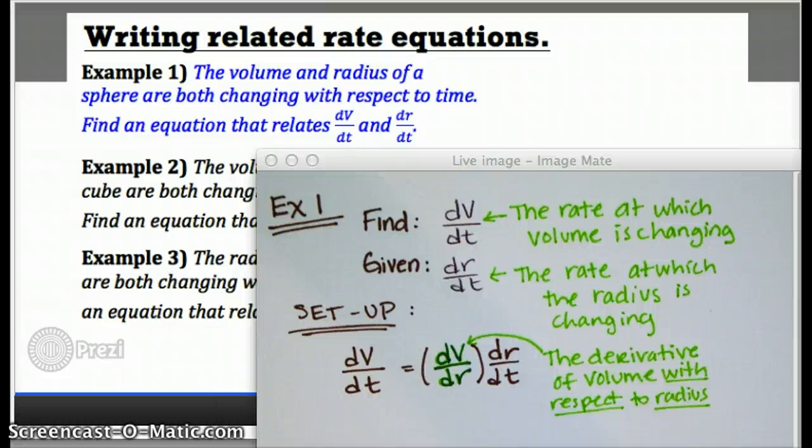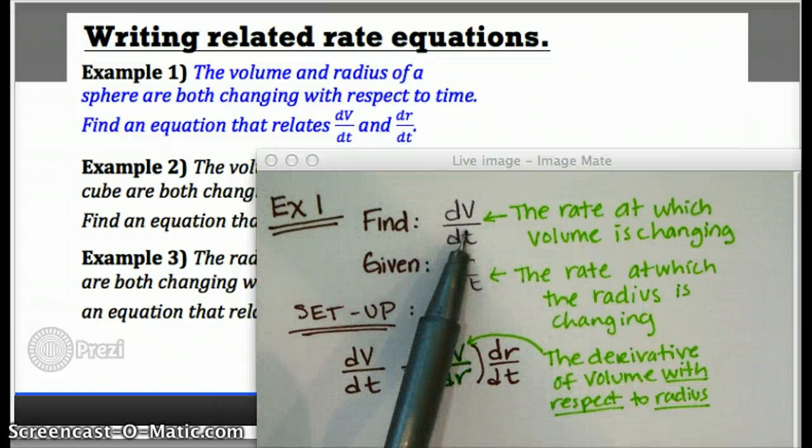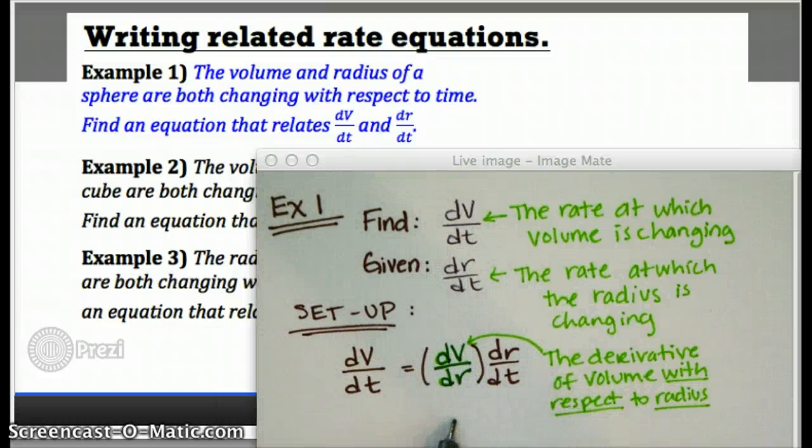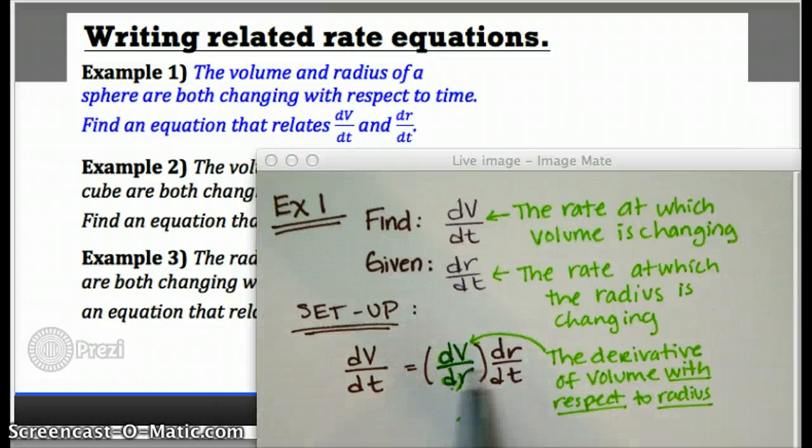Yes, it's the derivative of volume with respect to radius. Notice how that's a different derivative than this one. They're both first derivatives, but this is a different derivative. It has a different variable, the bottom variable being your independent variable. So even though the reason we wrote this here was because we could cancel out the dr's, that's not actually what we're doing here. What we're doing, our answer should keep dv dt and dr dt and should have an equation or an expression right here in the middle.